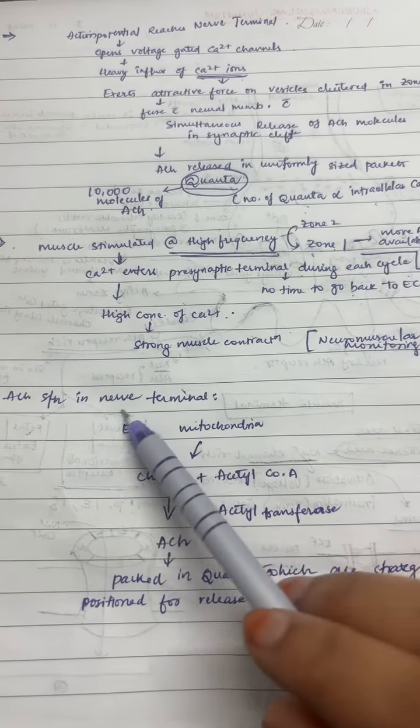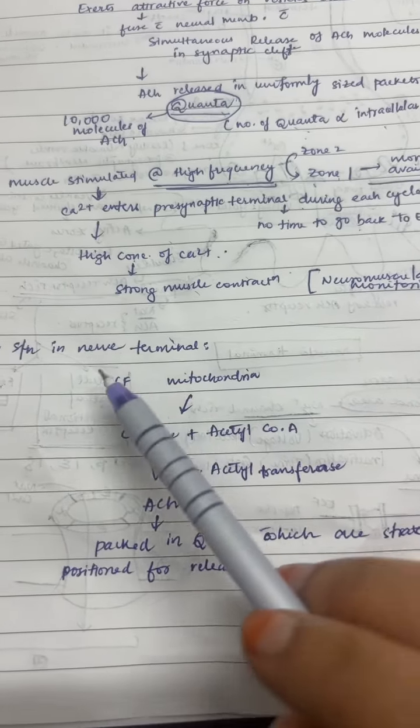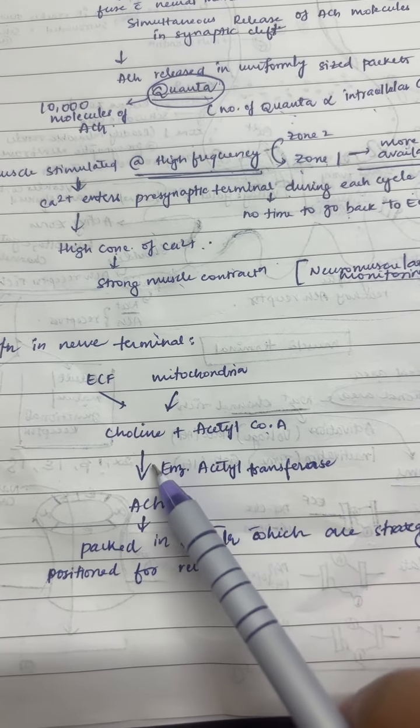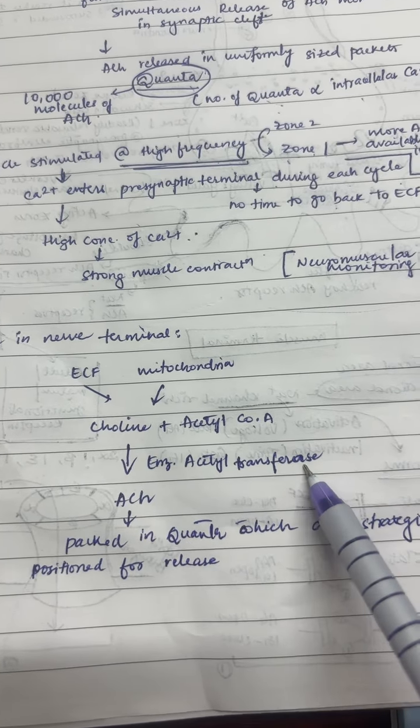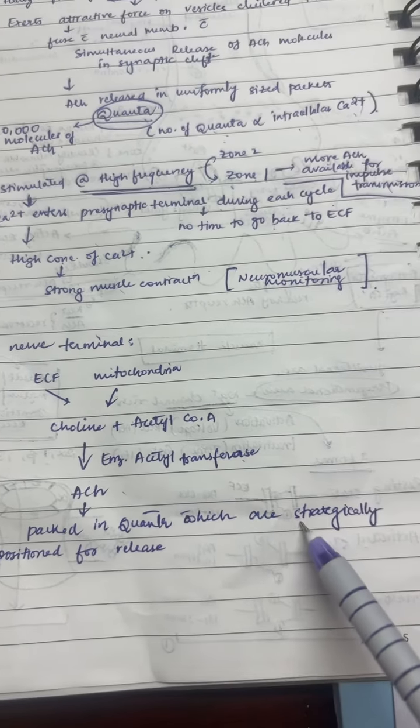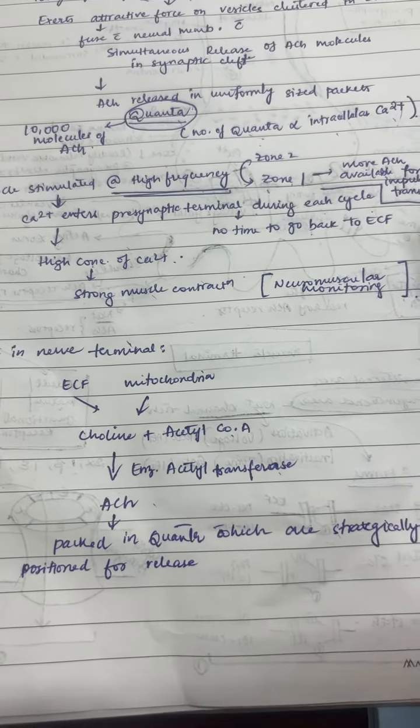And this is the acetylcholine synthesis in the nerve terminal. In the cytoplasm and mitochondria, choline and acetyl-CoA are combined by the enzyme choline acetyltransferase. Acetylcholine is formed and it is packed in quanta, which are strategically positioned for release.